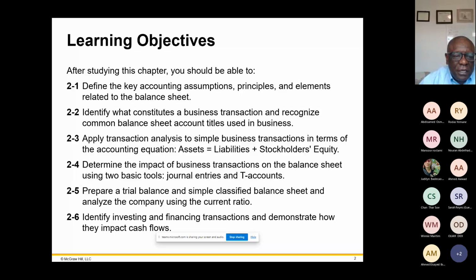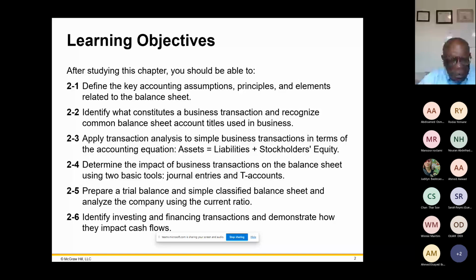The learning objectives here: define the key accounting assumptions, principles, and elements related to the balance sheet. Identify what constitutes a business transaction and recognize common balance sheet accounting titles used in business. Apply transaction analysis to simple business transactions in terms of the accounting equation. If you recall, we talked about this accounting equation last class: assets equals liabilities plus stockholders' equity.